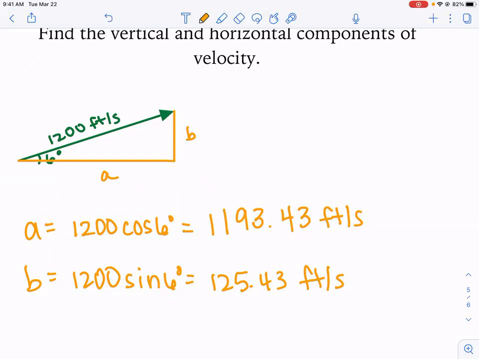Something I will expect of you on Friday is to write these separately with labels. The horizontal component is 1,193 feet per second. The vertical component is 125.43 feet per second. Okay, so make sure you have those labeled.